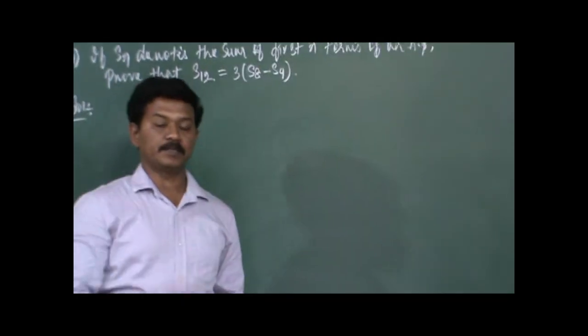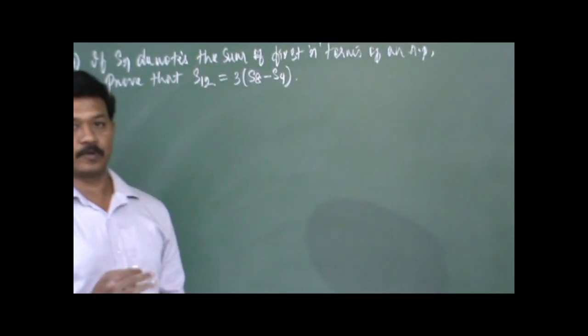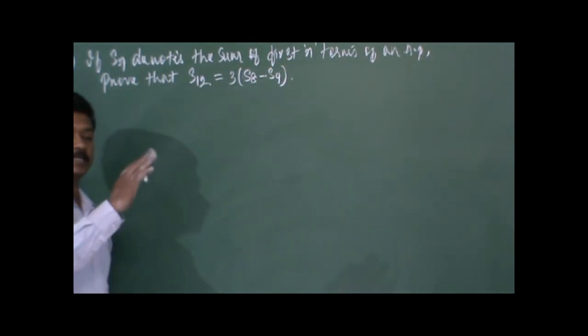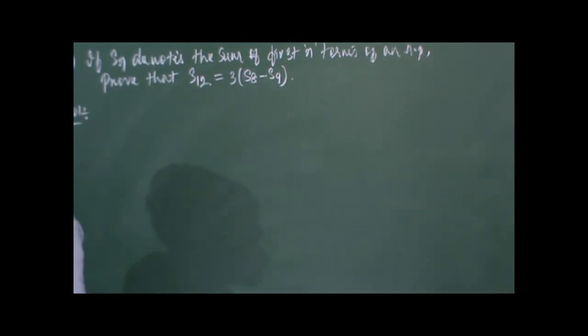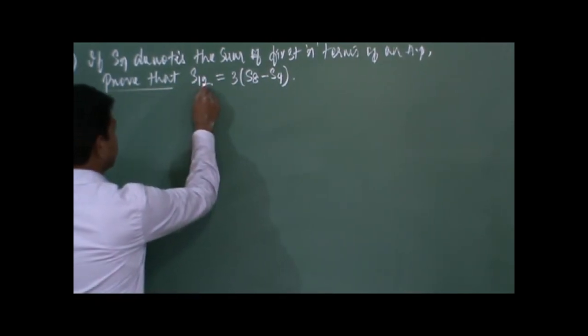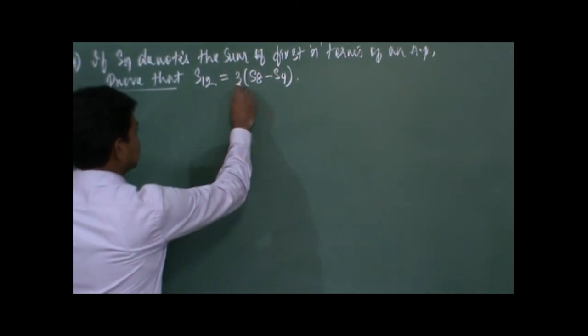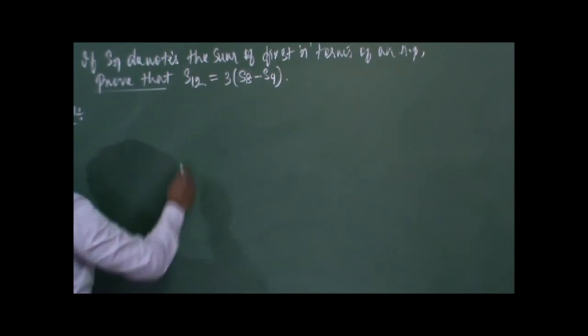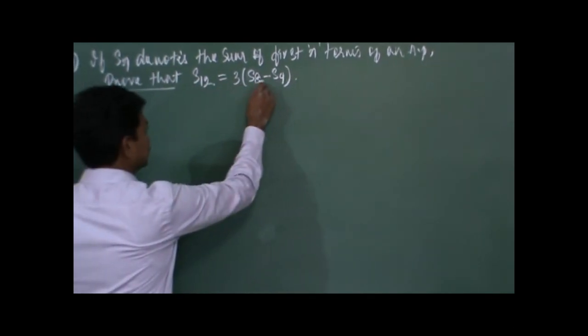So this is again a 3 marks, very important problem on arithmetic progressions. Here, if Sn denotes the sum of first n terms of an AP, that is the generalized form of Sn. S indicates sum and N indicates the number of terms. So Sn together indicates the sum of first n terms of an AP. Now prove that the sum up to 12 terms is thrice the difference between the sum up to 8 terms and the sum up to 4 terms. That is S12 is equal to 3 into S8 minus S4.